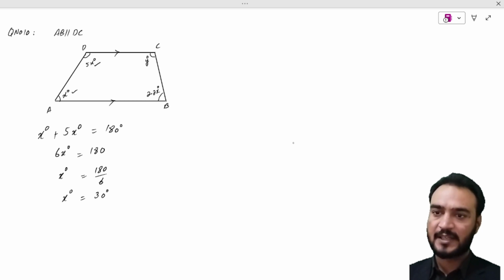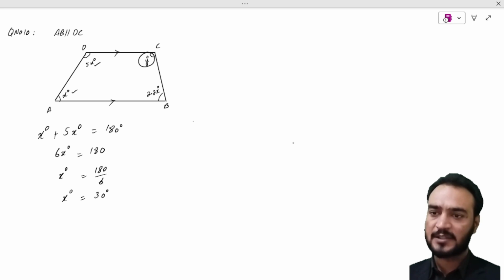The value of x degrees is equal to 30 degrees. Now we need to find the value of y degrees, and we know that in a quadrilateral the sum of interior angles is always equal to 360 degrees. So let us put the sum of all interior angles equal to 360 degrees.